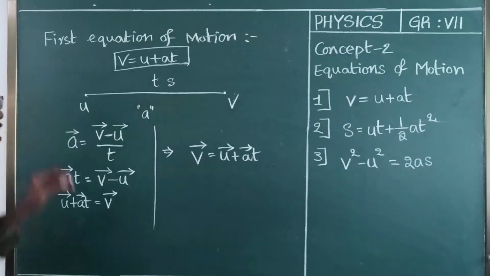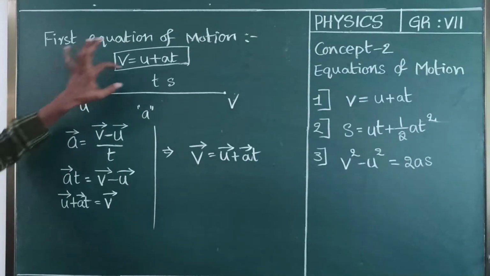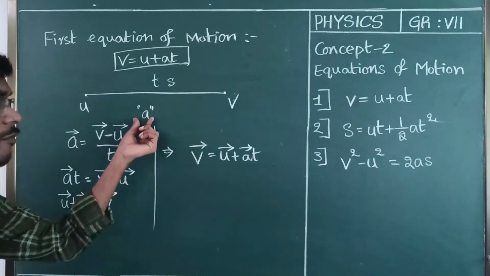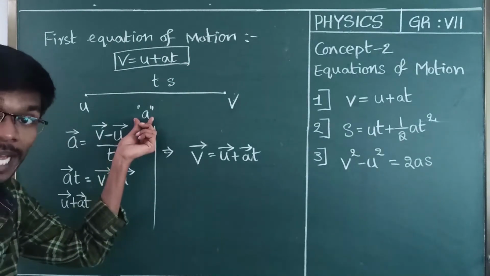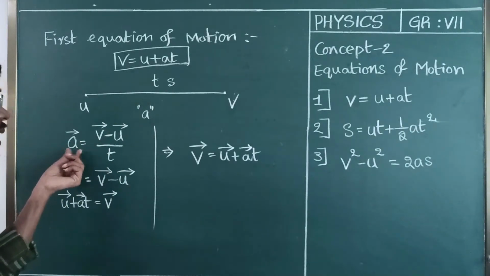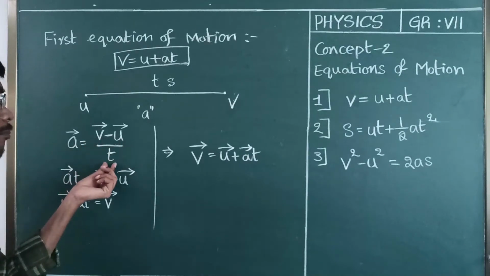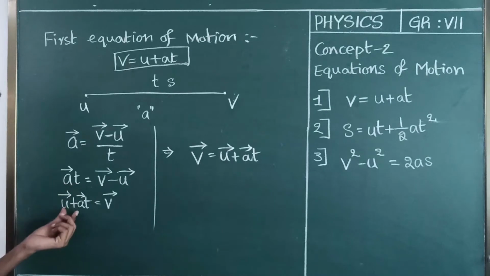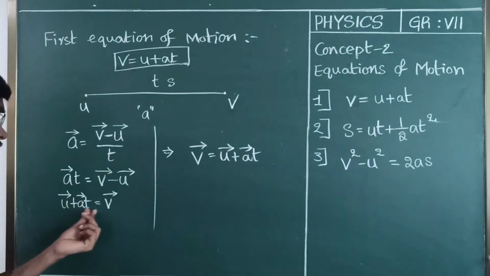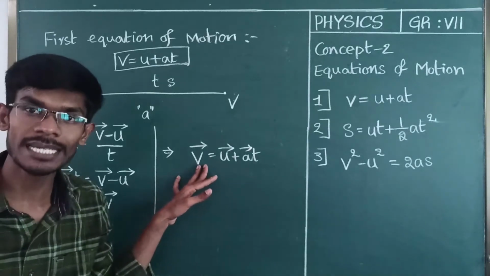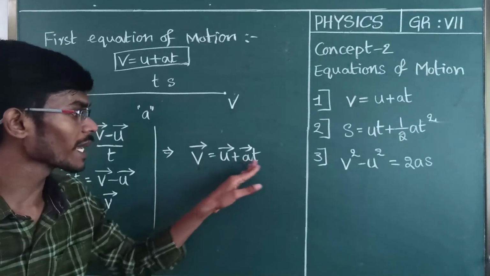So if an object starts with initial velocity u and within t seconds reaches its final velocity, moving with uniform acceleration a, then from the acceleration formula a bar can be written as (v bar minus u bar) by the time taken t. This simplifies to u bar plus at equals v bar, and rewriting it we get v bar = u bar + at.